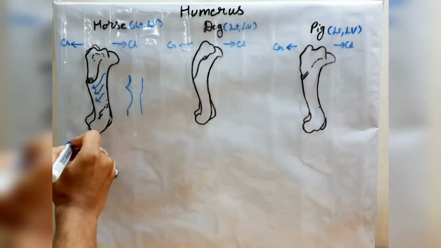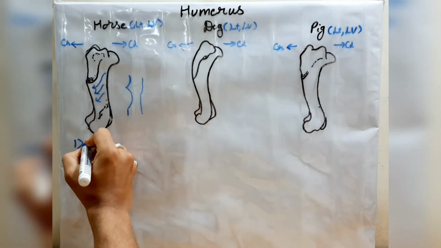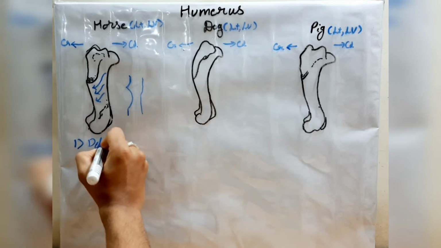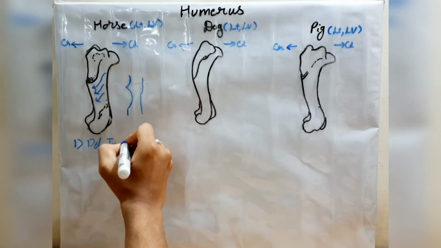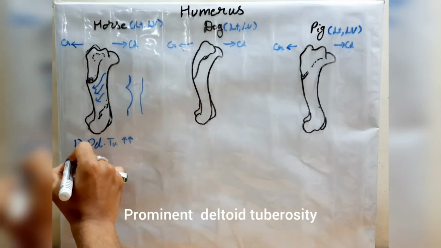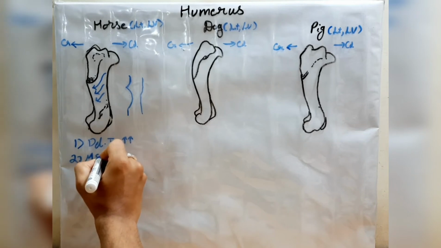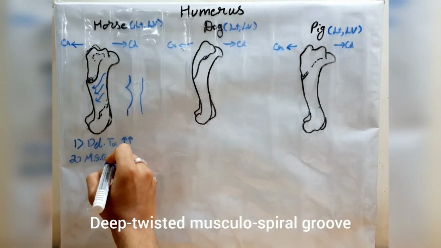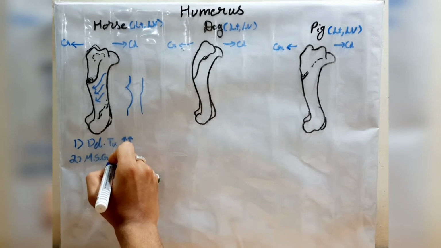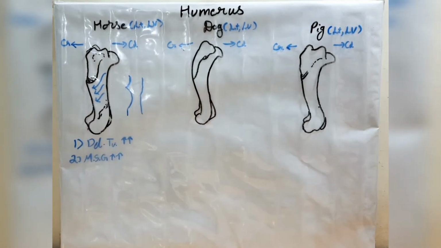Okay, so the first point that we are going to add is deltoid tuberosity. Deltoid tuberosity is prominent, and the second thing is musculo-spiral groove is also very much deep, twisted. Okay, so I'll just write musculo-spiral groove is prominent, deltoid tuberosity is also very prominent.